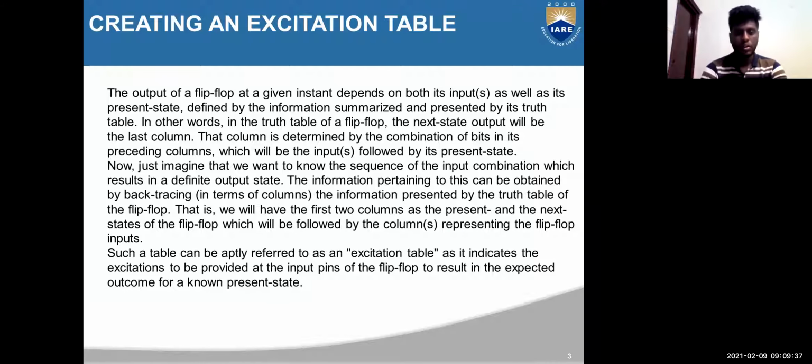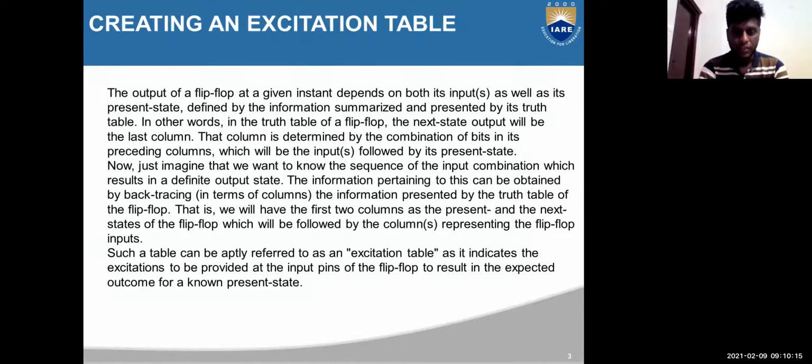Now, let us learn about creating an excitation table. The output of a flip-flop at a given instant depends on both its output as well as the input at present state, defined by the information summarized and presented by its truth table. In other words, in the truth table of a flip-flop, the next state output will be the last column. That column is determined by the combination of bits in the preceding columns, which will be the inputs followed by its present state.